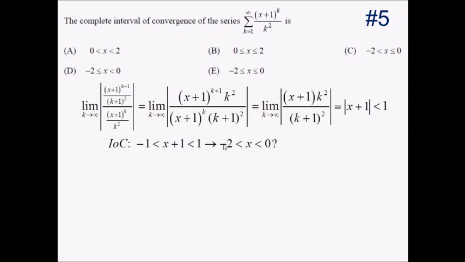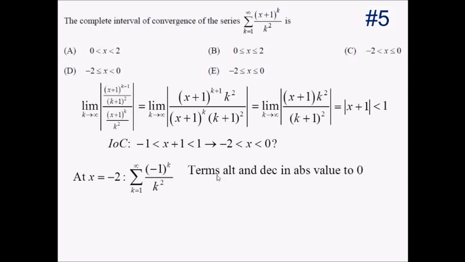So now testing out -2, if I plug in -2 for x, that would give us -1 to the k over k squared. Now this is a series that is alternating, and since we have this k squared down here, this is decreasing in absolute value to 0. These are all the terms that are required to meet the alternating series test, so this converges by the AST.